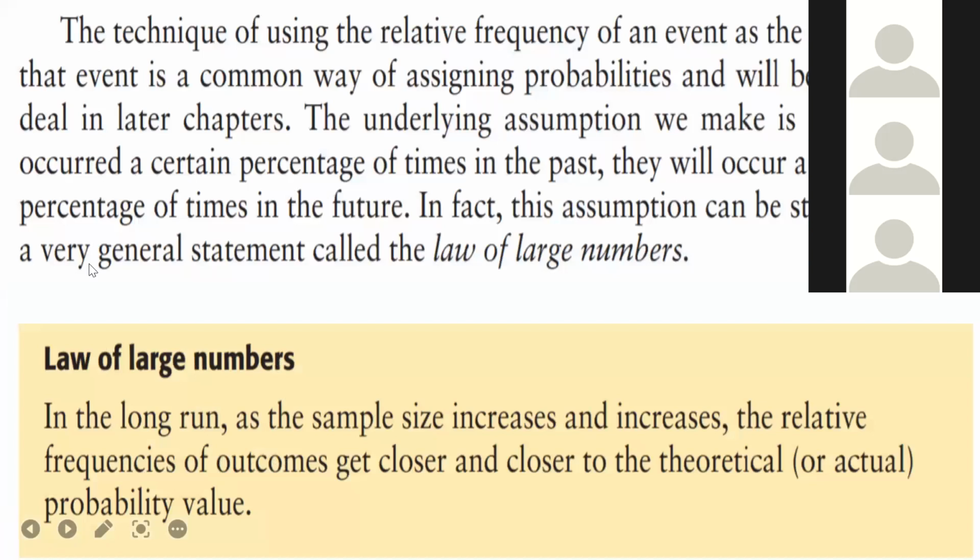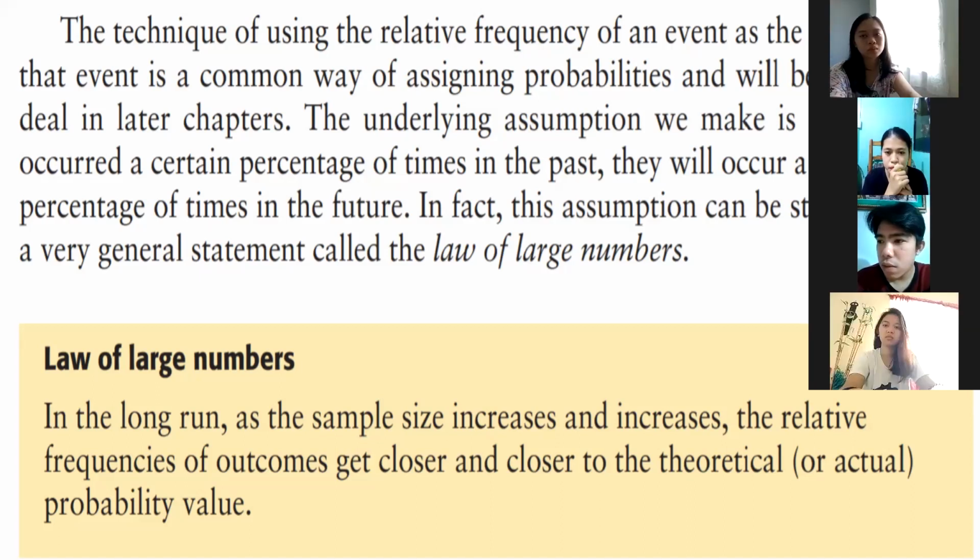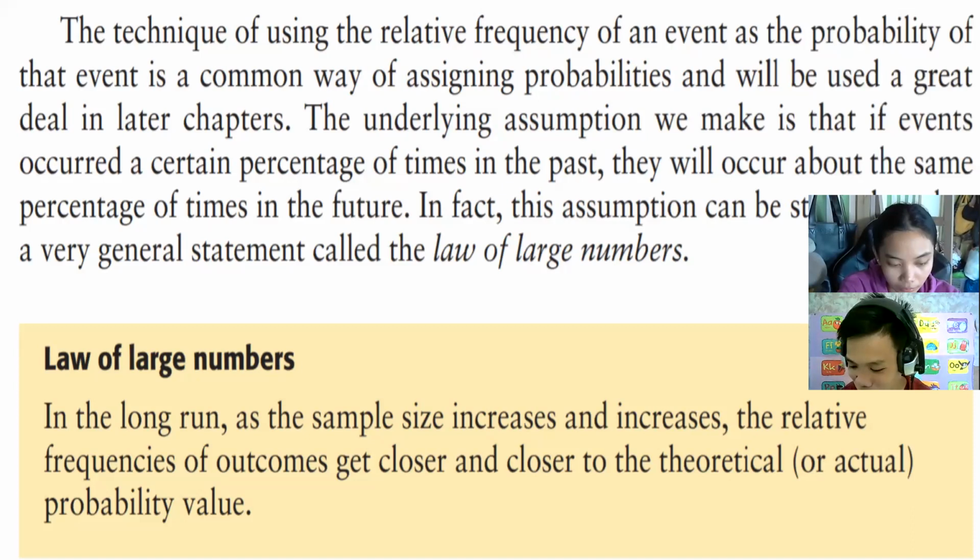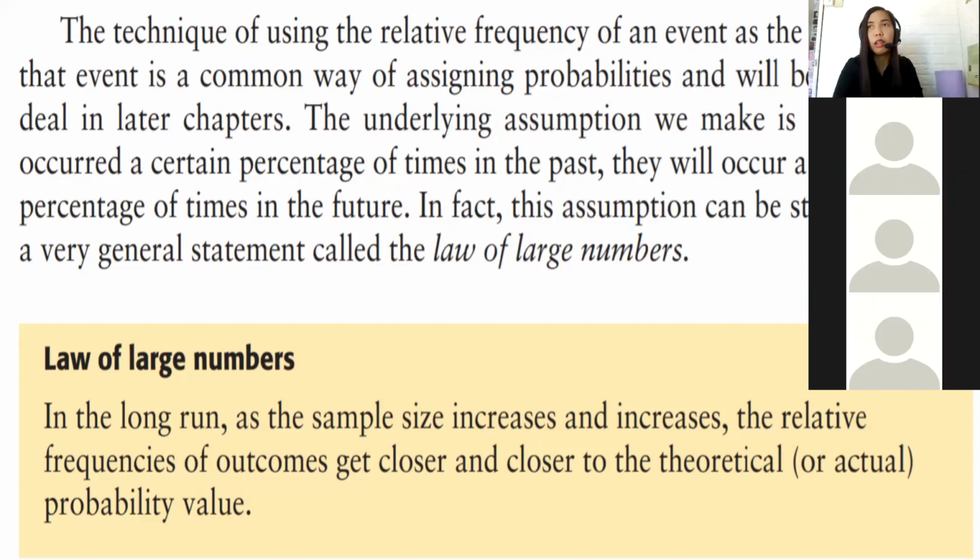So the technique of using the relative frequency of an event as the probability of that event is a common way of assigning probabilities and will be used a great deal in later chapters. The underlying assumption we make is that if events occurred a certain percentage of times in the past, they will occur about the same percentage of times in the future. Kasi dahil nangyari na before, pwede mo siyang pagbasihan na ganun din yung mangyayari ngayon. Ganun din kalaki or kaliit yung probability or chance na lalabas.